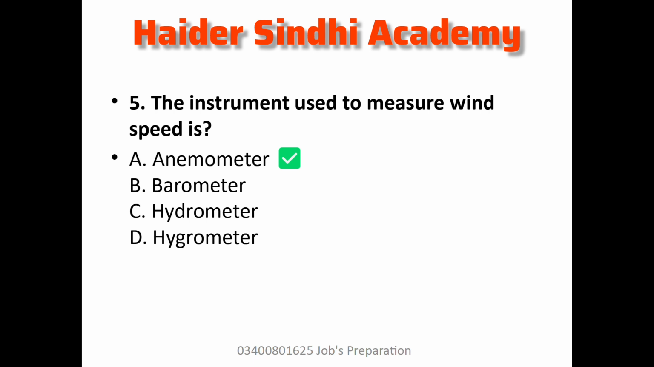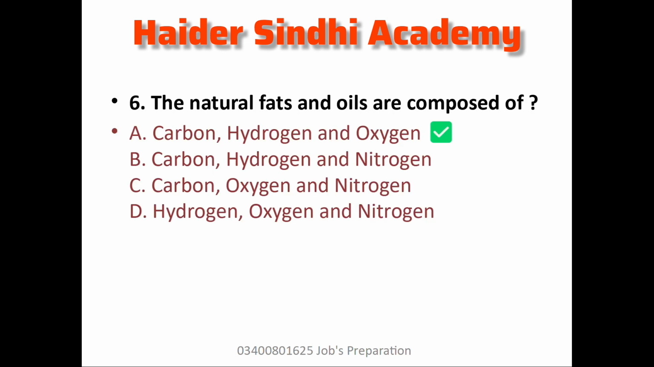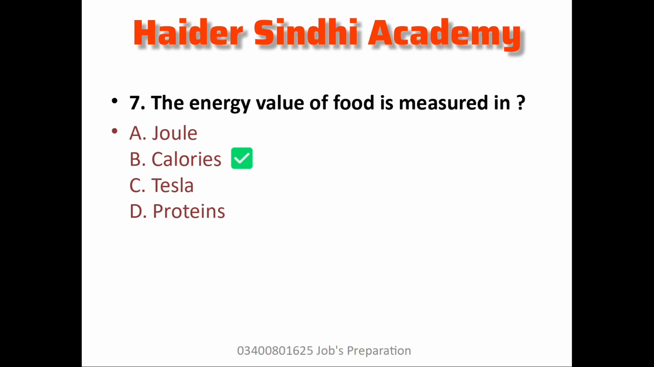The instrument used to measure wind speed is, option A, anemometer is the correct option. The natural fats and oil are composed of, natural fats और oil किस चीज़ से बनते हैं? Carbon, hydrogen and oxygen is the correct option. The energy value of food is measured in calories is the correct option.